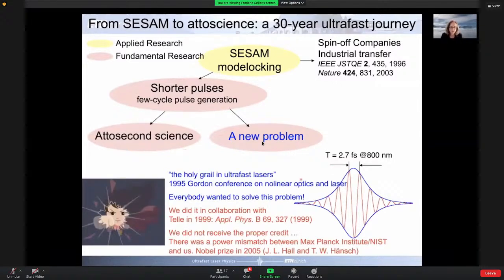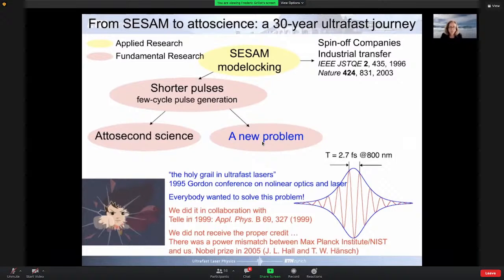The problem was actually recognized in the ultrafast laser community. It was discussed in 1995 at the Gordon conference, and it was even considered the holy grail in ultrafast lasers, and everybody wanted to solve this problem. At that Gordon conference, we did not come up with a solution. We just all agreed that this is a cool goal to work for.